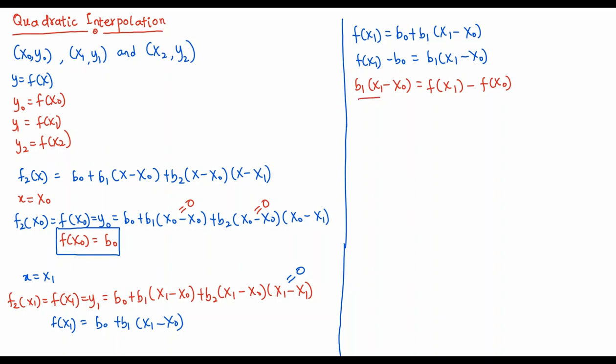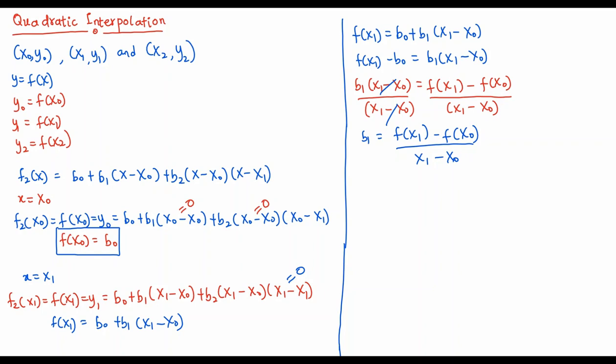So let's make b1 the subject now. We're going to divide by x1 minus x naught, all this divided by x1 minus x naught. Let's do the cancellation. So this will cancel out this, and then you're going to have b1 equal to f of x1 minus f of x naught, all this divided by x1 minus x naught. So that will be the equation for b1.